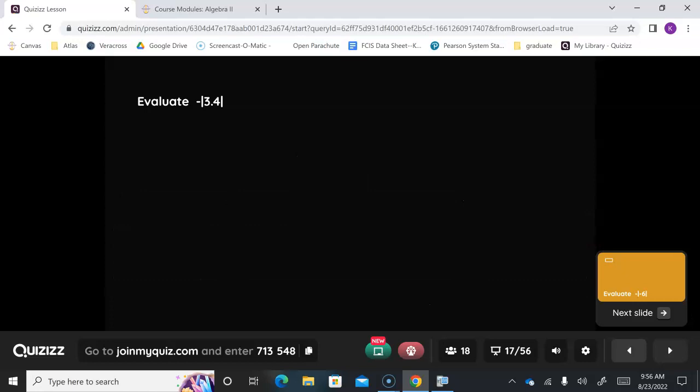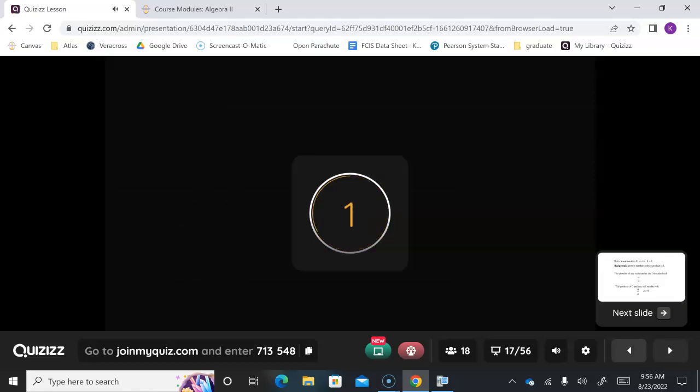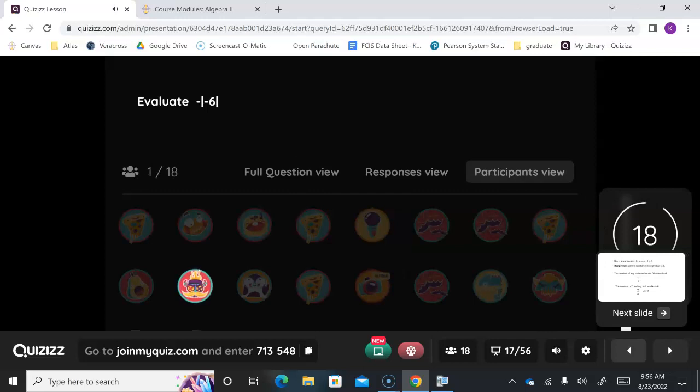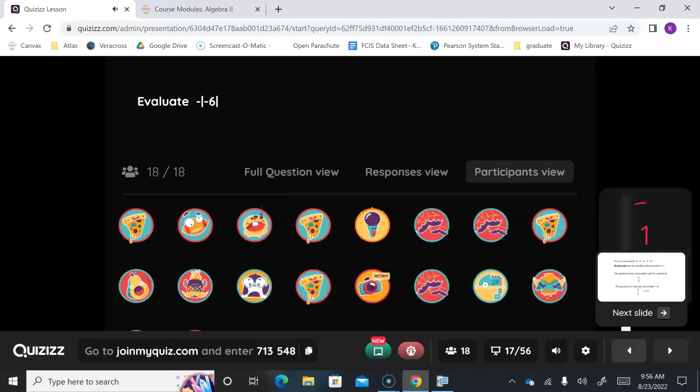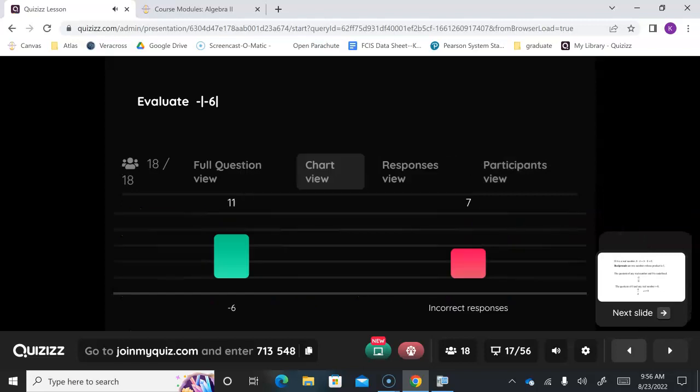Okay? Similar, the negative absolute value of -6. Same idea. Deal with your absolute value first. What is the absolute value of -6? 6. And then this negative just comes along for the ride afterwards. Think about evaluating that in the right order of operations, which of course we'll dig into more tomorrow.